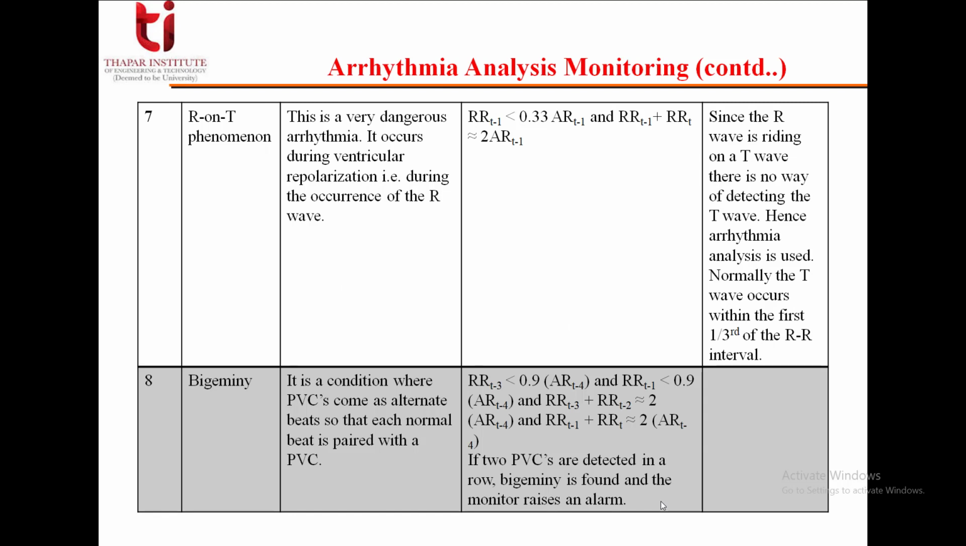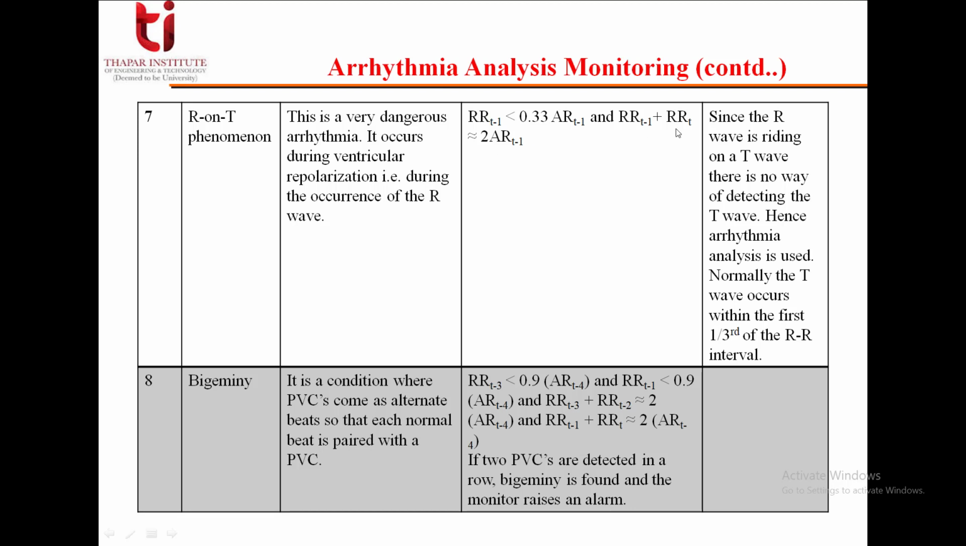Now the next is the R on T phenomenon. This is a very dangerous arrhythmia. It occurs during ventricular repolarization, that is during the occurrence of the R wave. In this case, RRT minus 1 is less than 0.33 times ART minus 1, and here T minus 1 indicates the previous. So RRT is the current RR interval and ART is the average of the last 6. So in this, RRT minus 1 plus RRT is approximately twice ART minus 1.